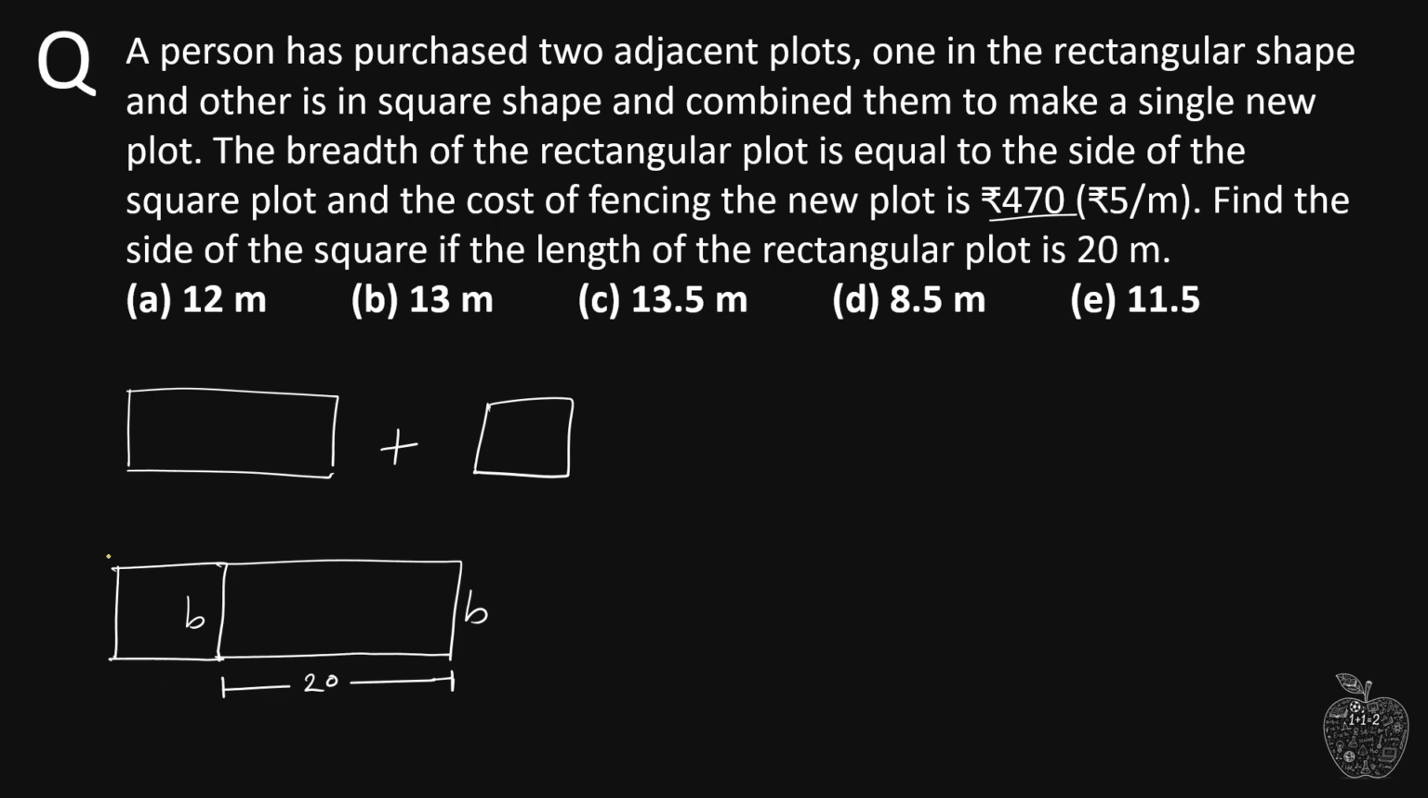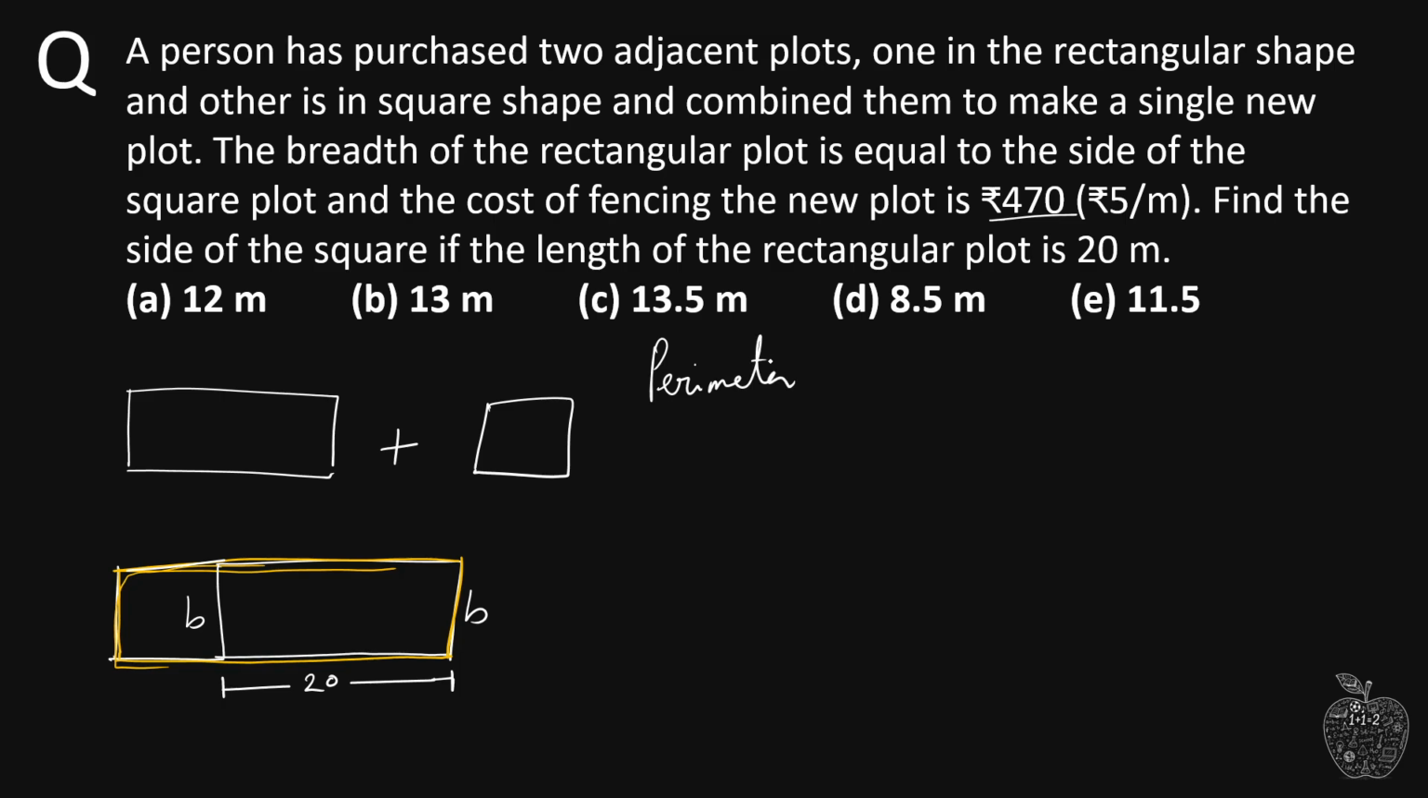we know that the person is going to fence this plot, so he will be fencing this area. He will not be fencing this part because he has combined both the plots, so he won't need to fence it. He only has to fence this outer boundary. Now how will we know how many meters of fencing are required? We will have to find out the perimeter.